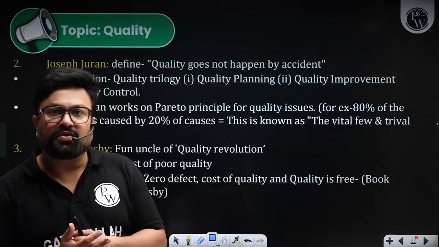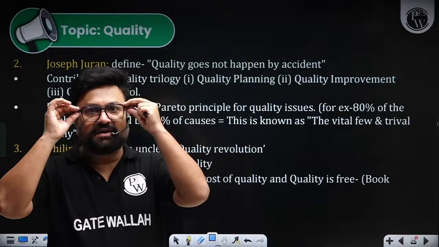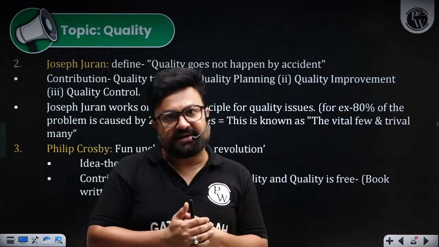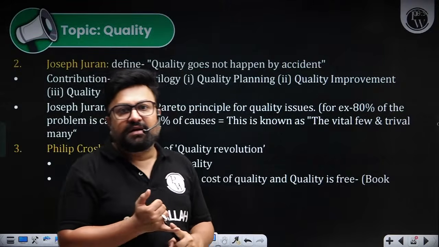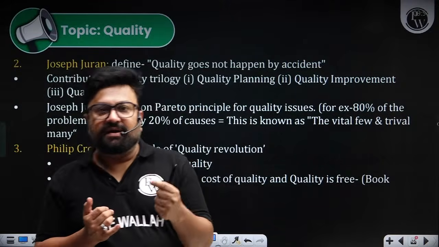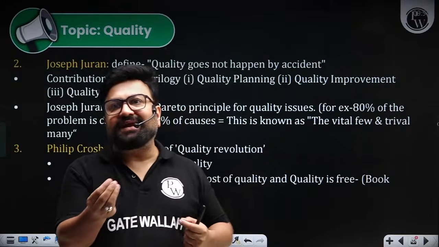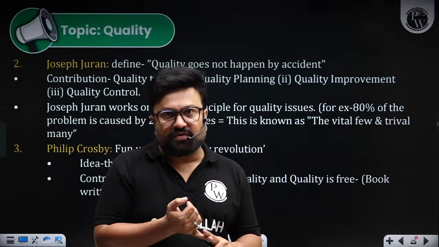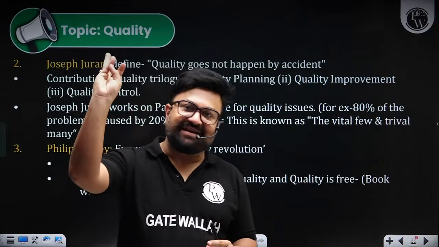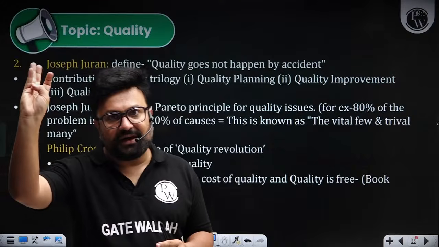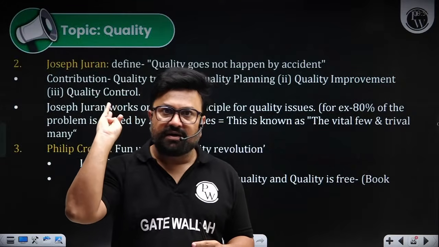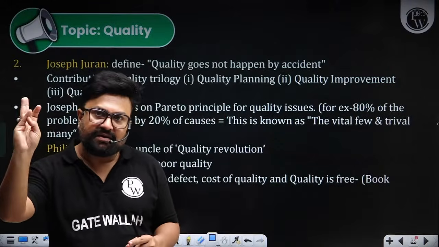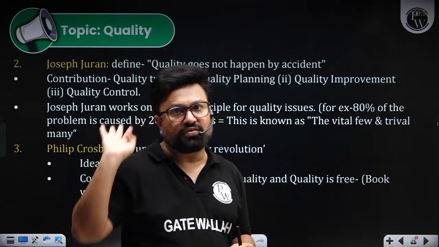Quality does not happen by accident. Quality basically needs a contribution, right? In quality, Joseph Juran gave his contribution in the quality trilogy. What is the quality trilogy? Quality planning, quality improvement, and quality control, right?